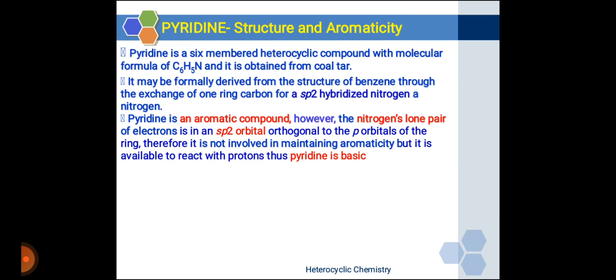Pyridine is an aromatic compound. However, the nitrogen's lone pair of electrons in the sp2 orbital is orthogonal to the p orbitals of the ring. Therefore, it is not involved in maintaining aromaticity, but it is available to react with protons. Thus, pyridine is a basic compound. Why is pyridine a basic compound? Because here the electron is showing the donating character.